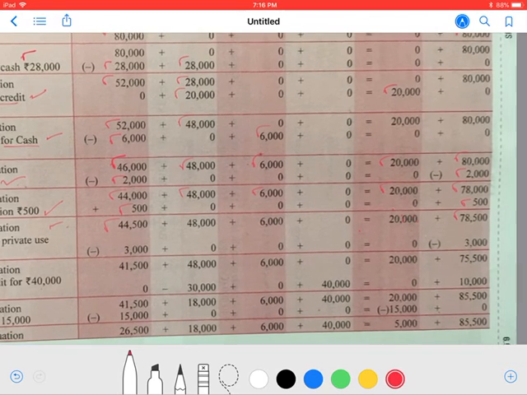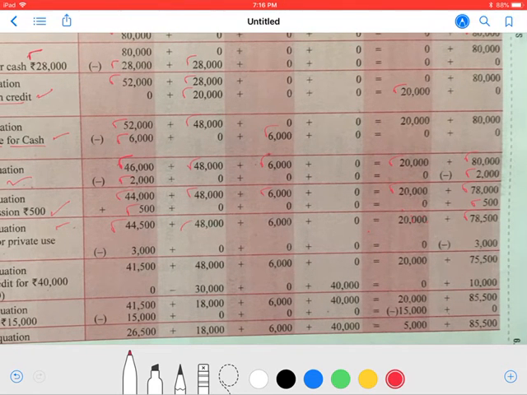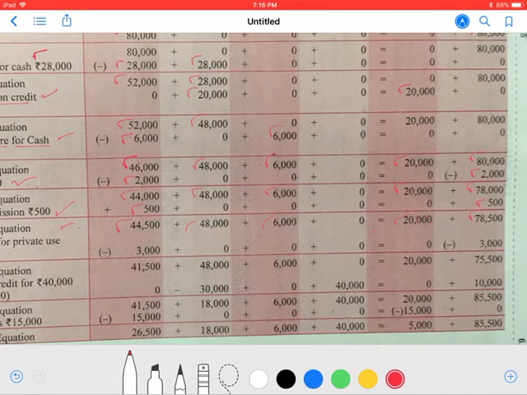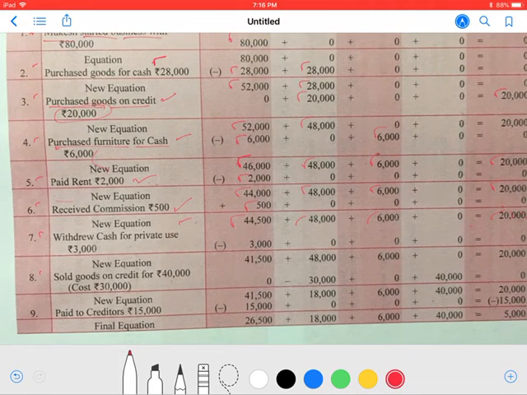And obviously there's no change in this 48,000, there's no change in this 6,000, and obviously there's no change in this 20,000. Now here comes the next equation, that is withdraw cash for private use. So for private use, cash has been withdrawn, means the value of cash will be decreased. This 3,000 will be deducted from cash. So 44,500 minus 3,000, it remains 41,500.